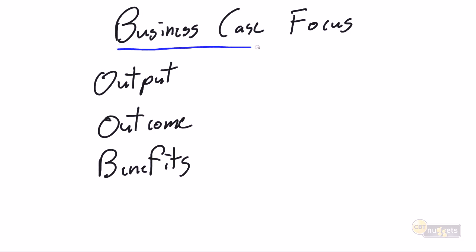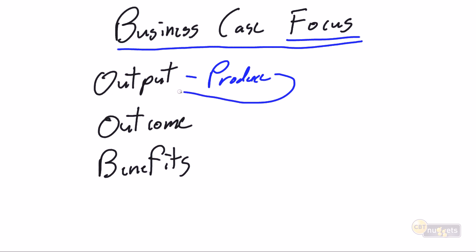Something to keep in mind as we're working on our business case is this concept of the business case focus. Not necessarily chapters, and I would actually go as far as to say not chapters in the business case per se, but things that we need to focus on as we're producing the business case. What is the output of the project? What does the project produce? This is going to be the tangible results from the project, and as a result of the output, we're going to have an outcome. And the outcome is what changes. How does the business benefit?